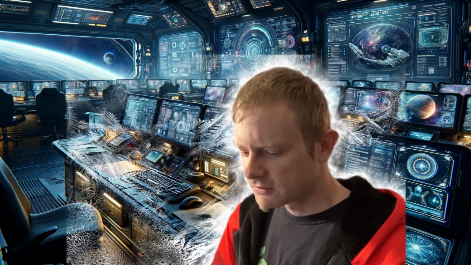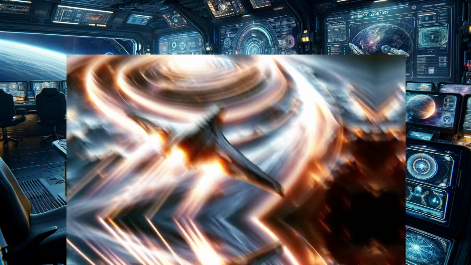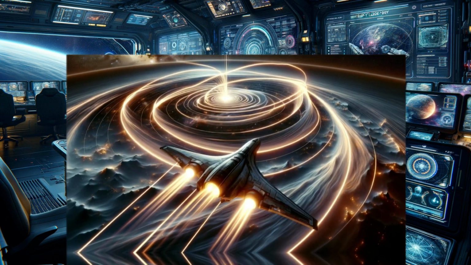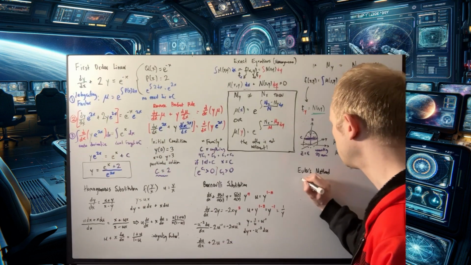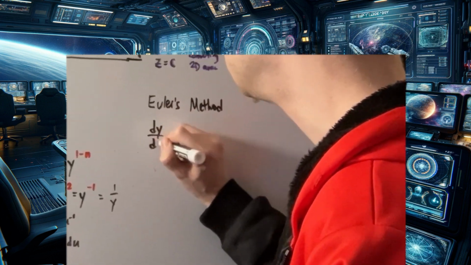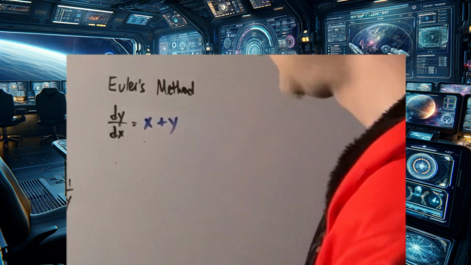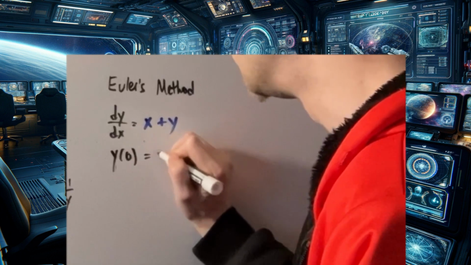But instead, this force field seems to be easier to navigate than we expected. Let's use Dr. Euler's method to calculate the spacecraft's position and plot a trajectory out of here. Dr. Euler's method works if we know the rate of change, so we have dy over dx is going to be equal to x plus y, and we know the initial conditions. In this case, it's going to be y0 equals 1.